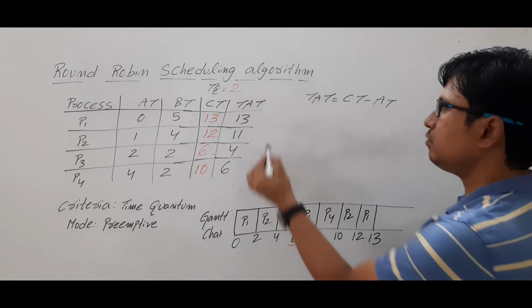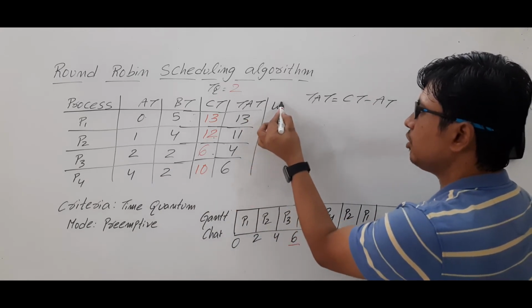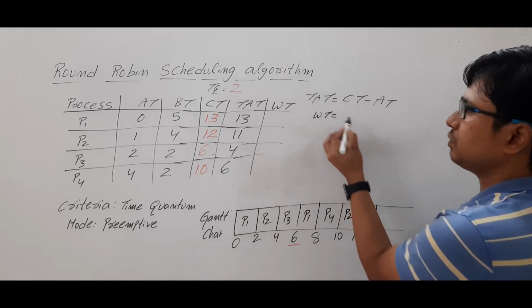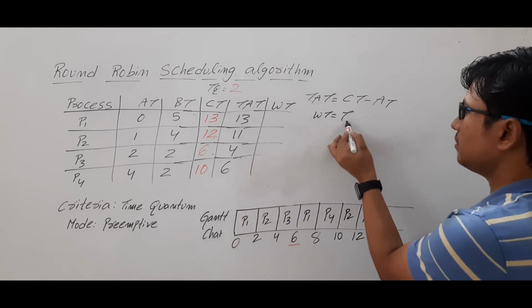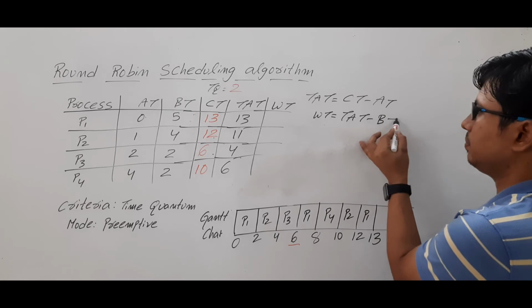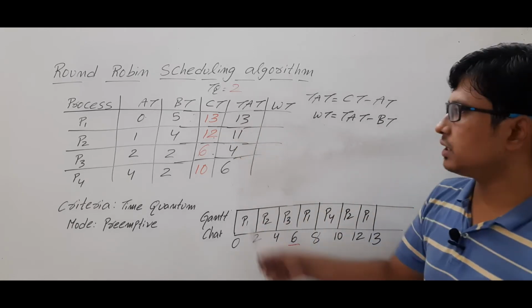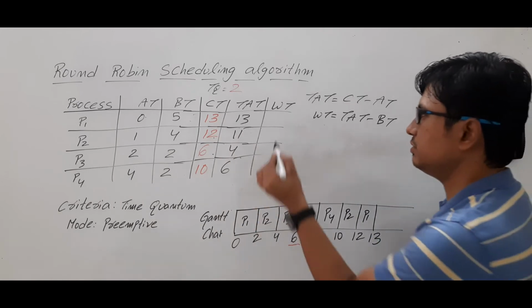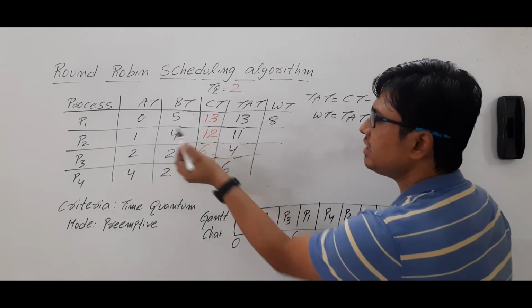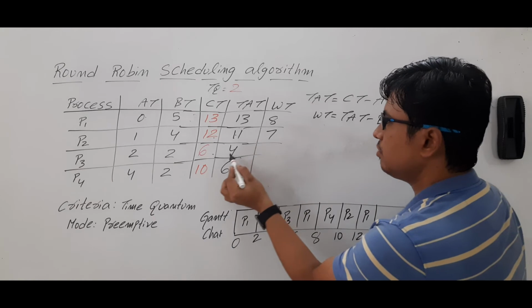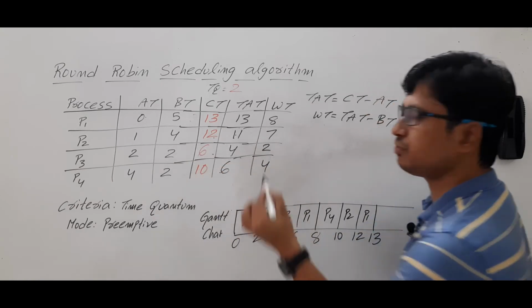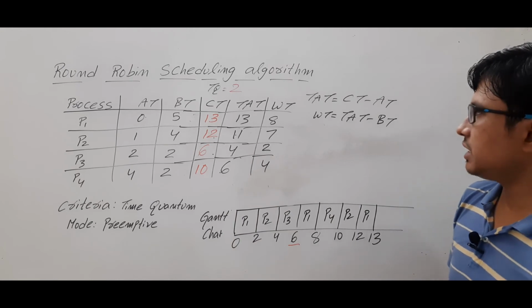6. Then we will compute the waiting time of each process. The waiting time is equal to turnaround time minus burst time. Look at the process P1 turnaround time and burst time, which is 13 and 5. So 13 minus 5 is 8. 11 minus 4 is 7. 4 minus 2 is 2. 6 minus 2 is 4. Are you able to understand it or not?